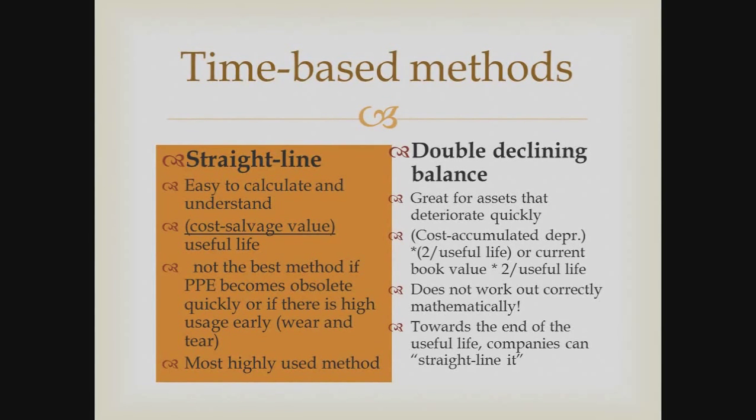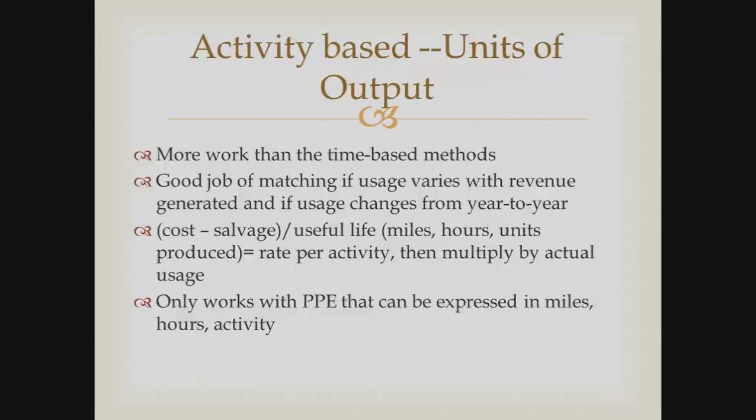So for whatever reason, this method caught on, and there is something called sum of the year's digits, which also has a declining amount each year, but it doesn't have as high of depreciation taken the first year. For whatever reason, that one didn't catch on. This is the one we've got. So take it for what it's worth. It's got issues too.